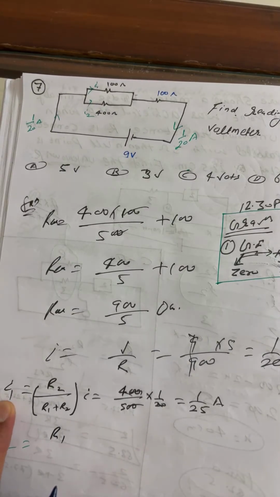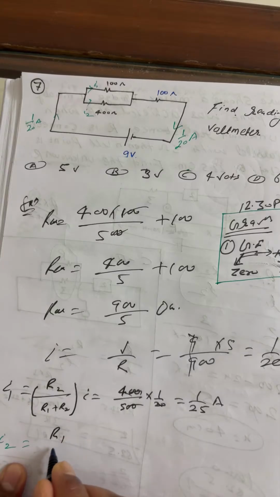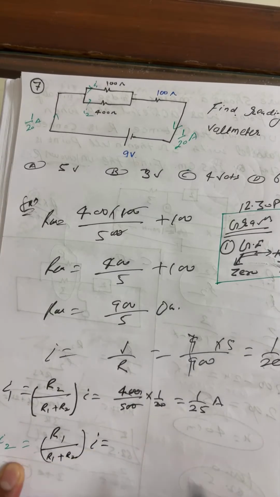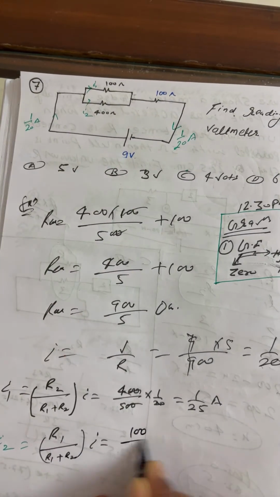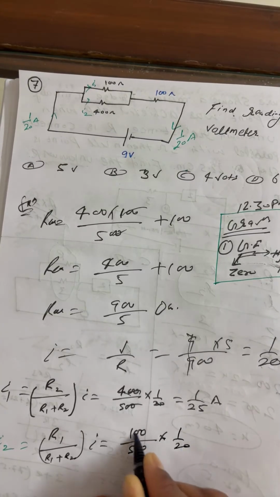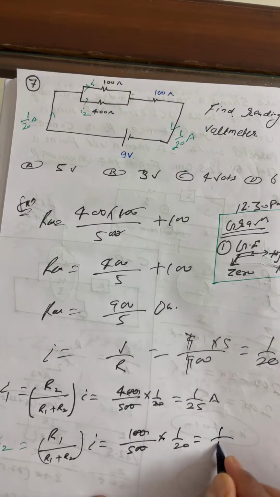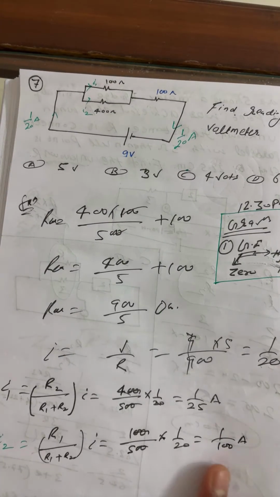If you are finding I1, then you have to write I2. If you are finding I2, then you have to write I1. Then R1 upon R1 plus R2 into I remains the same. What is I1? This is 100 upon 500 into 1 upon 20. This cancels, so you can write 1 upon 100 ampere.